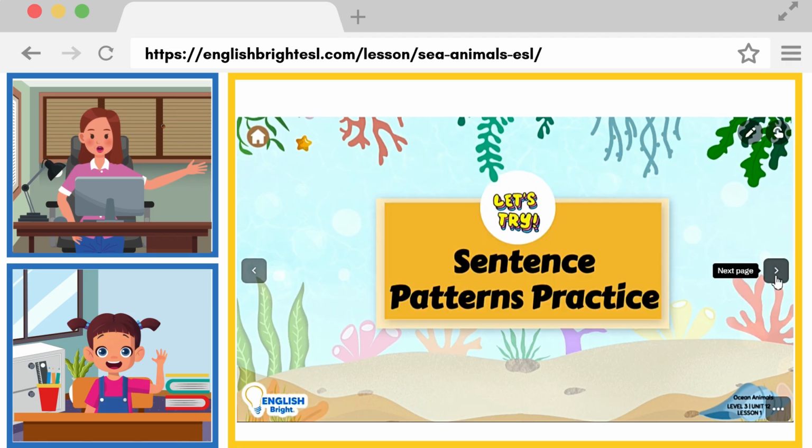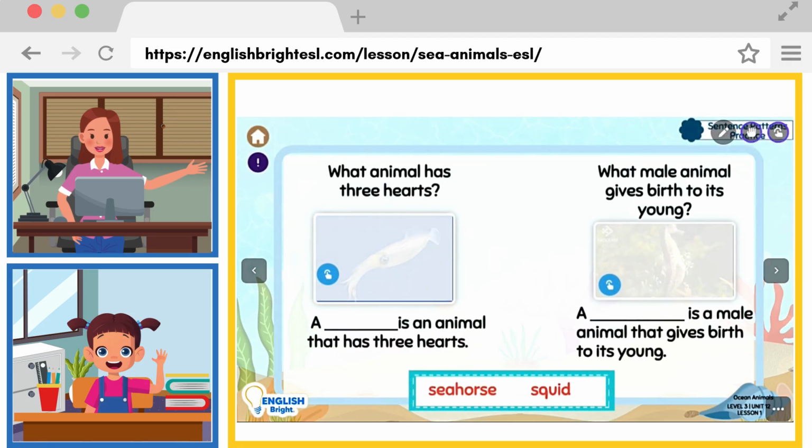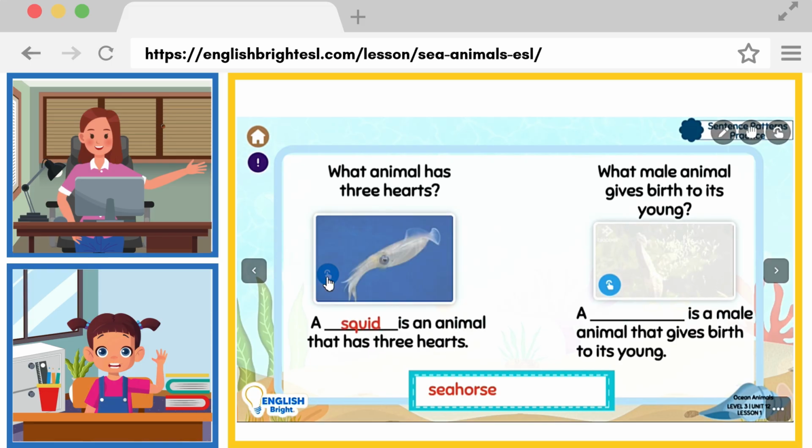This time, let's have sentence patterns practice. You have to complete the sentences by dragging the word into the blank. What animal has 3 hearts? I know the answer, teacher. A squid is an animal that has 3 hearts. And what about what male animal gives birth to its young? That's so easy, teacher. It's a seahorse.